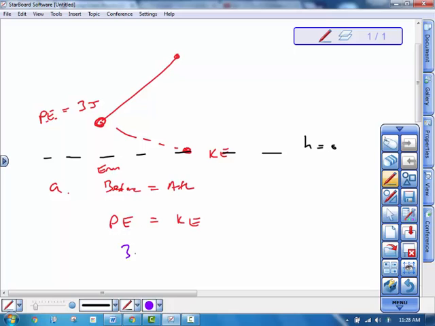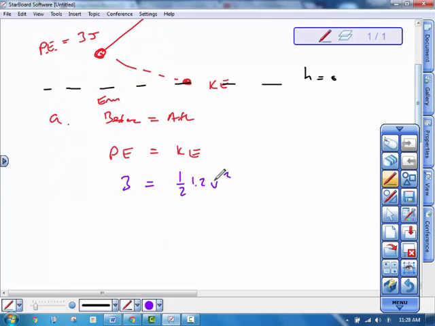Potential energy is 3 joules. Kinetic energy is 1/2 mv squared, where we know that the mass of this thing is 1.2 kilograms. So I'll plug in 1.2 right here, and then I'll just solve for v right here. If you do that, you get 2.24 meters per second.